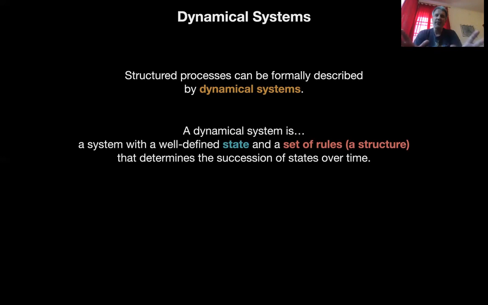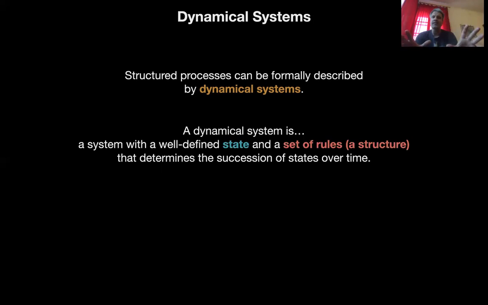They are defined by a well-defined state. Okay, so a system has a specific state. There's one state after the other, and there is a set of rules, which we call the structure of the system, that describes how you get from one state to the other. So that set of rules determines the succession of states over time. Those are all the ingredients you need for a dynamical systems model.